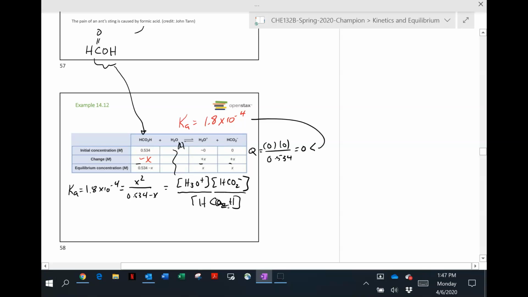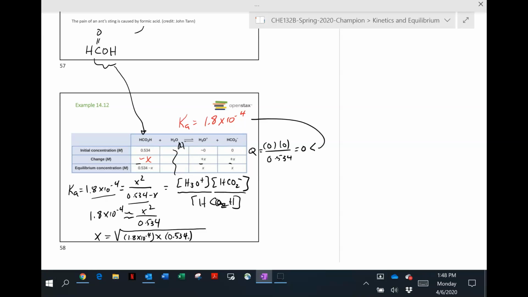HCO2H at equilibrium. Now, we said before that we can make this approximation if this number divided by that number is greater than 100, which it clearly is. We can say that 1.8 times 10 to the negative fourth is about equal to x squared over 0.534. So it's a simplifying approximation that we can make there. So if we work that out, x is going to be equal to the square root of 1.8 times 10 to the negative fourth times 0.534. So I cross multiplied 0.534 over to the left, and then I took the square root of both sides, and then I turned it around so it looks this way.